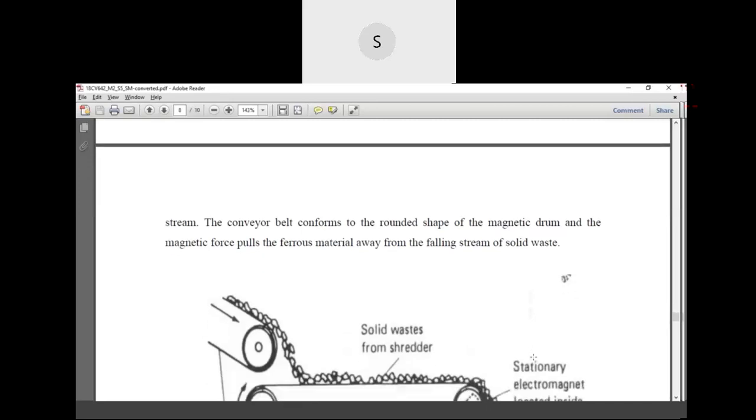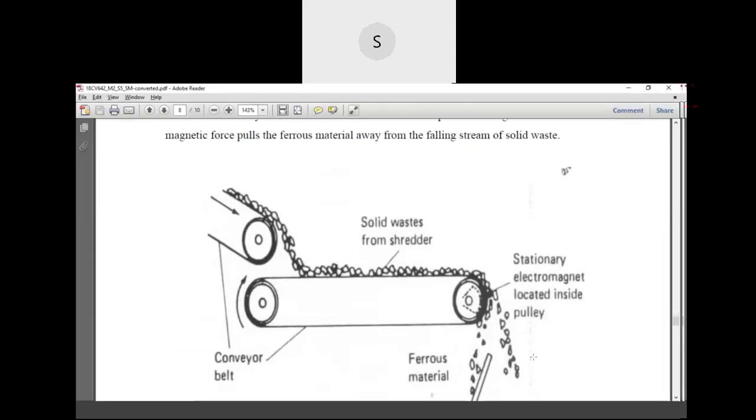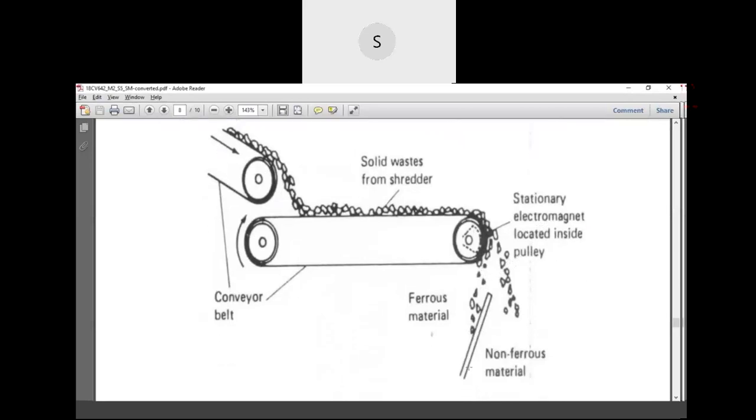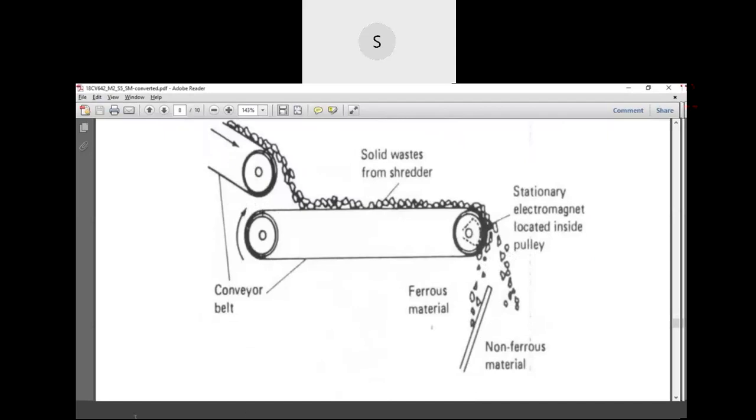And this fraction of the waste, which has some magnetic property, will be moving away and will be collected from the separator, where it will be separately collected in a container.